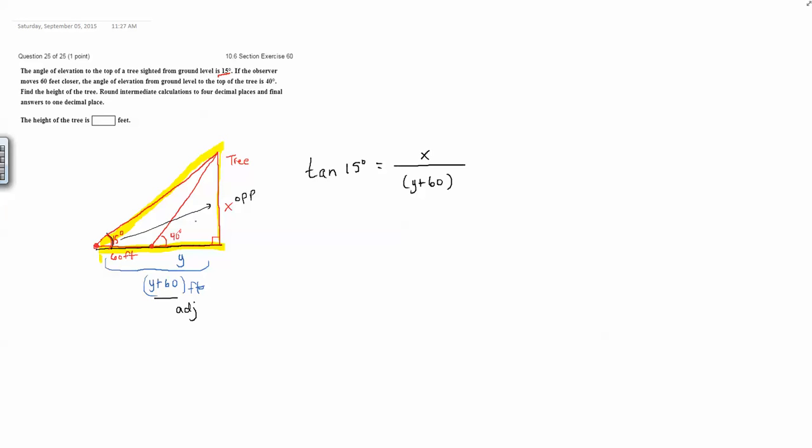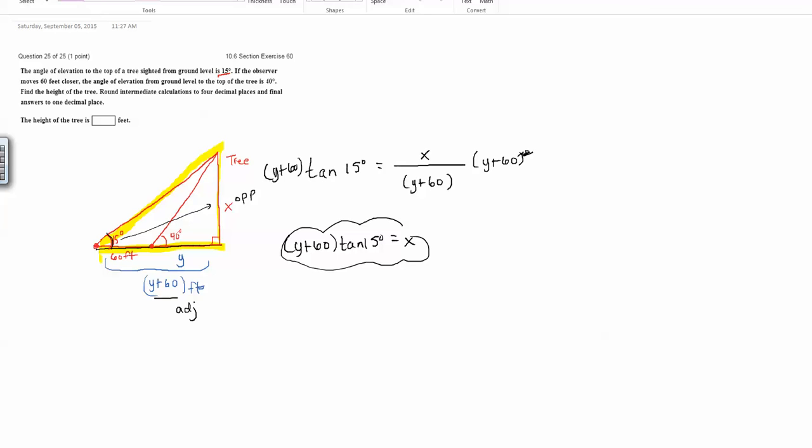So then I can try to simplify this and maybe solve. I'm ultimately trying to solve for the height of the tree, which is x. So what I can do is multiply by y plus 60 on both sides. So I have y plus 60 times tangent of 15 degrees is equal to x, and that's all I can do right now, so let's hold off on that.